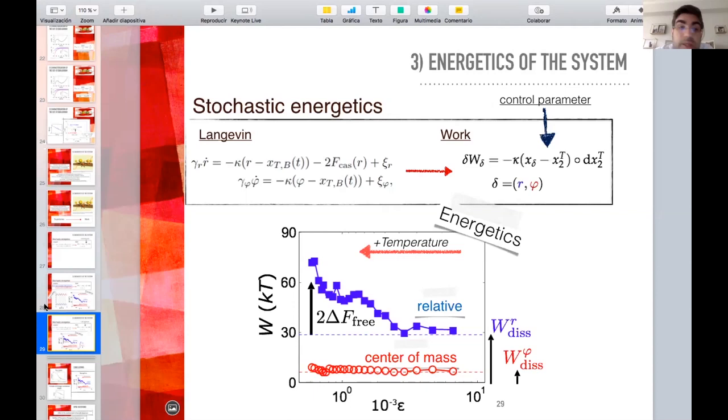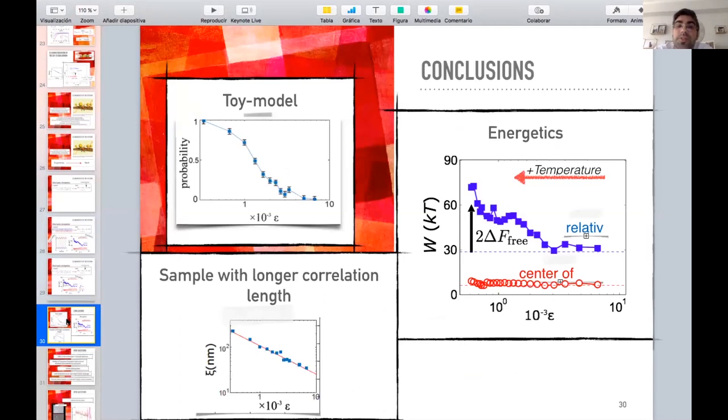In conclusion, with this experiment with two particles in a critical fluid, we have three things. We have a toy model that we are able to change. We are able to manipulate all the degrees of freedom. We are able to very easily change the distance between the surfaces. We are able to change the affinities, and we are able to change the size of our particles. We have a key element that is a sample with a longer correlation length.